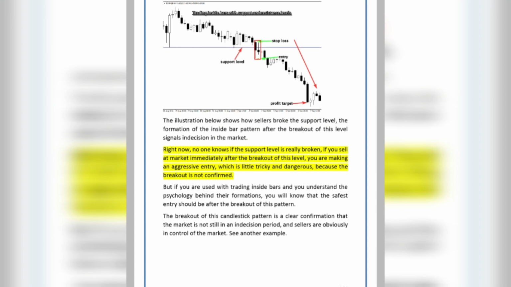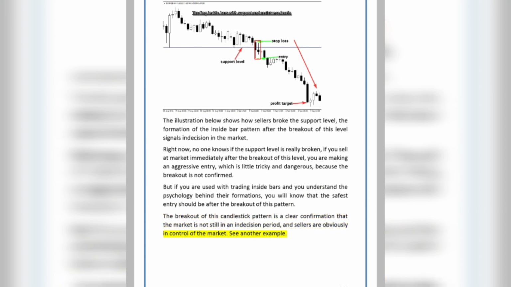If you sell at market immediately after the breakout of this level, you are making an aggressive entry, which is a little tricky and dangerous because the breakout is not confirmed. But if you are used to trading inside bars and you understand the psychology behind their formations, you will know that the safest entry should be after the breakout of this pattern. The breakout of this candlestick pattern is a clear confirmation that the market is no longer in an indecision period, and sellers are obviously in control of the market.